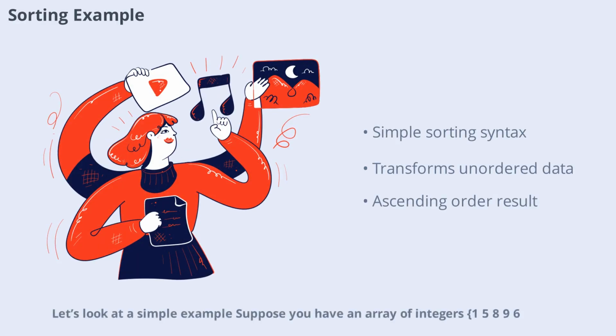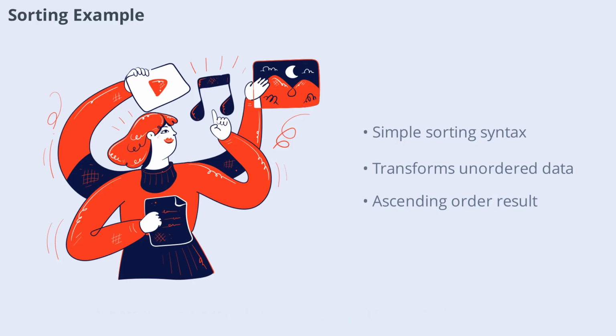Let's look at a simple example. Suppose you have an array of integers: 1, 5, 8, 9, 6, 7, 3, 4, 2. Before sorting, the array is unordered. By calling sort(a, a + size), where size is the number of elements, the array becomes sorted in ascending order: 1, 2, 3, 4, 5, 6, 7, 8, 9. This demonstrates how easy it is to sort data using the STL.